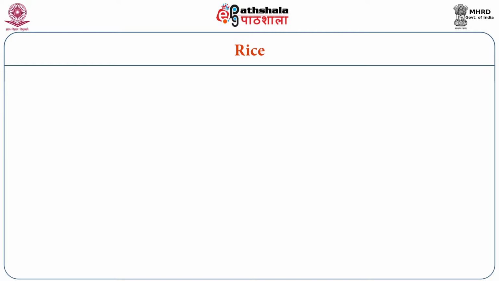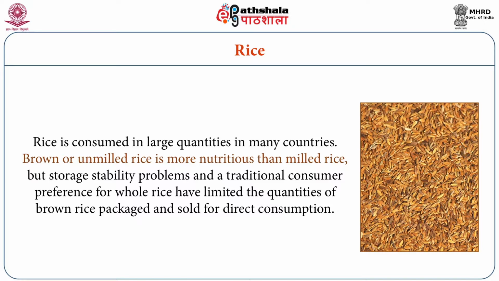The next important cereal is rice. It is consumed in large quantities in many countries. Brown or unmilled rice is more nutritious than milled rice, but storage stability problems and traditional consumer preference for whole rice have limited the quantities of brown rice packaged and sold for direct consumption.